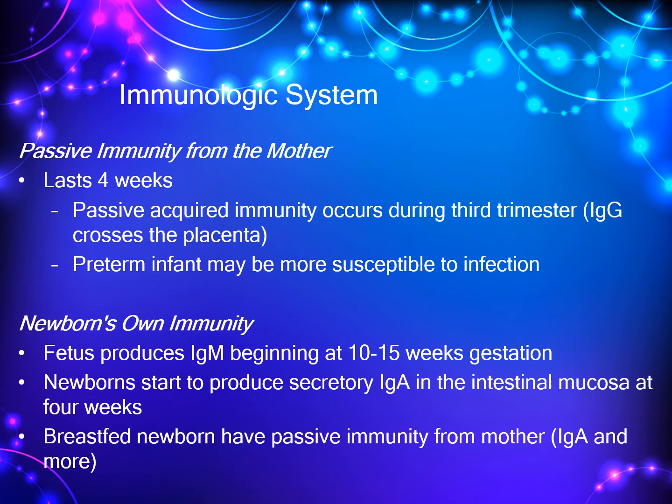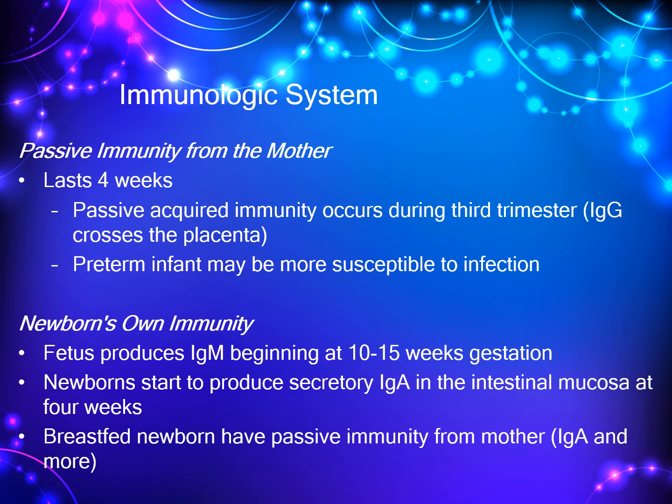So if you remember, the baby does receive passive immunity from mom. It lasts for 4 weeks. What we get is passive acquired immunity during the 3rd trimester. And we know that the preterm infant who does not go through that 3rd trimester is obviously going to be more susceptible to infection.